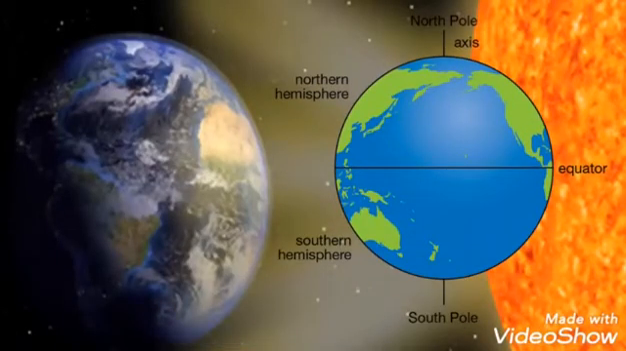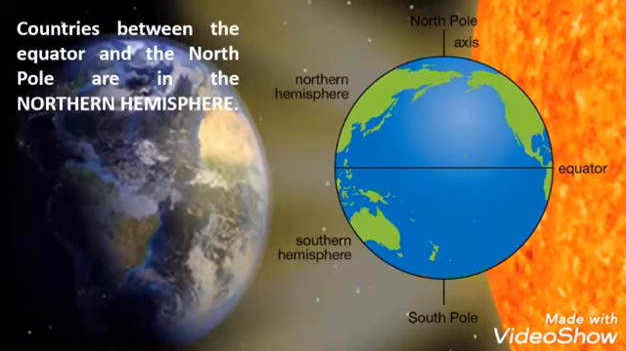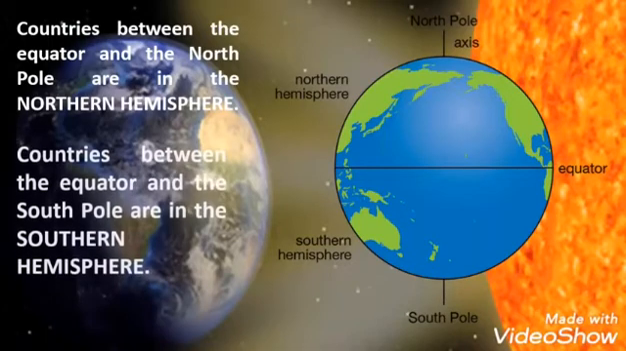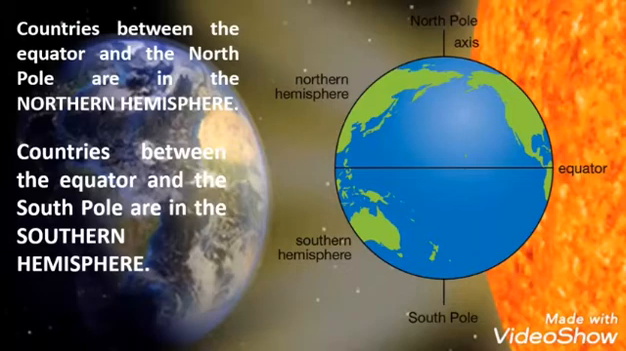The seasons depend on which hemisphere you live in. Countries between the equator and the North Pole are in the northern hemisphere, and countries between the equator and the South Pole are in the southern hemisphere.